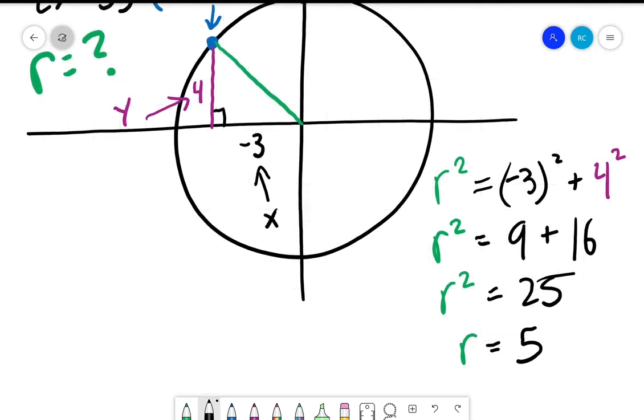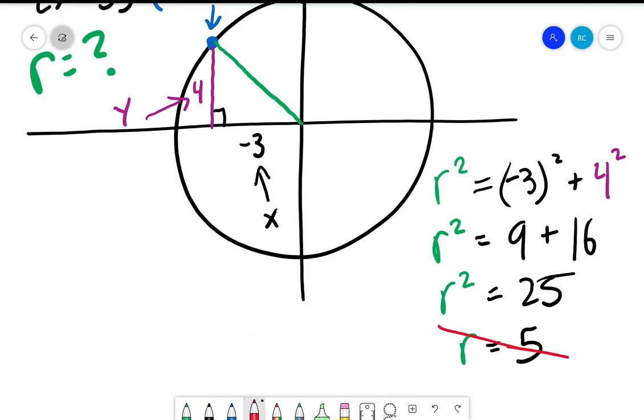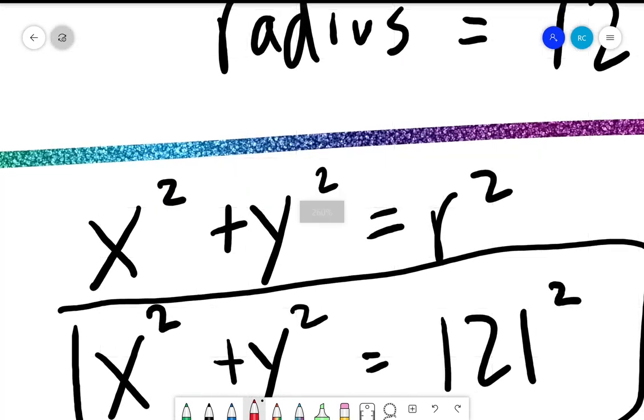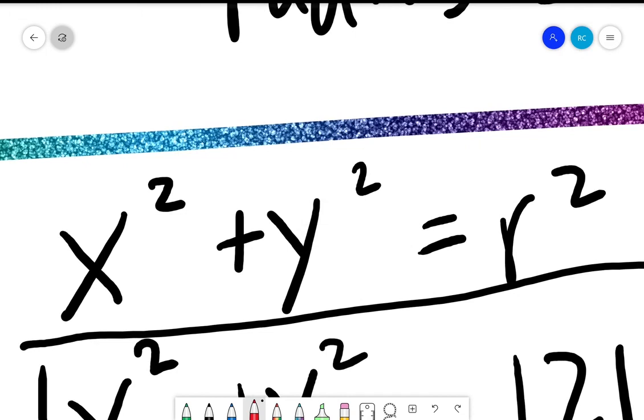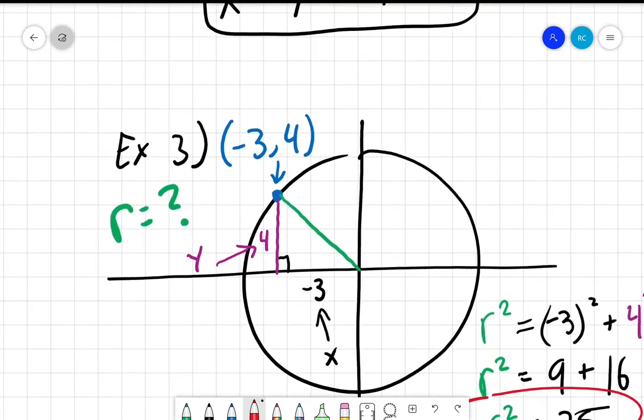Now, funny story, for the purposes of this problem, I did not have to find the actual radius. I don't need to know what r is, I just need to know what r squared is, right? Because our equation is x squared plus y squared equals r squared. Once I know r squared, I can just stop. There's no need to take the square root and do that extra work to find out what the radius is when all I'm interested in is the equation of the circle.